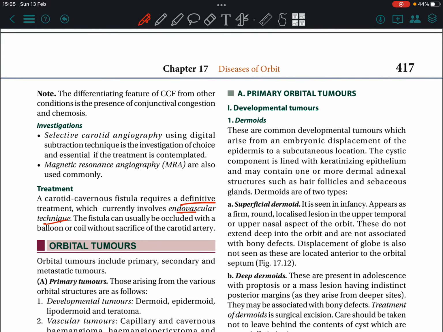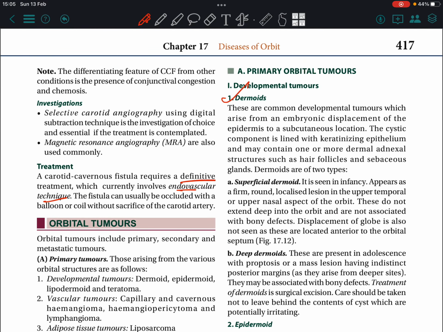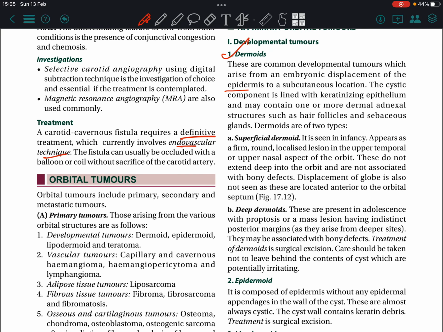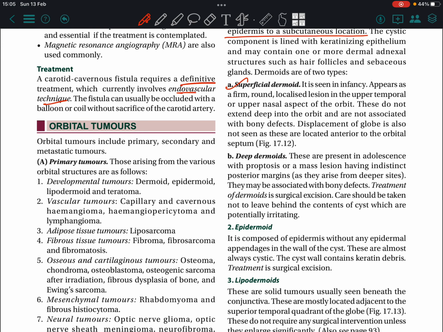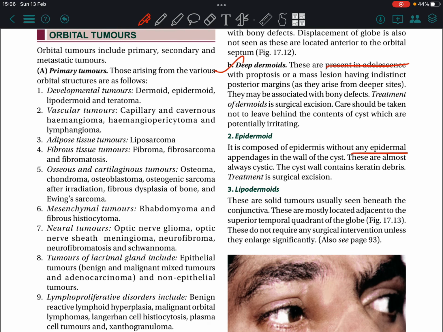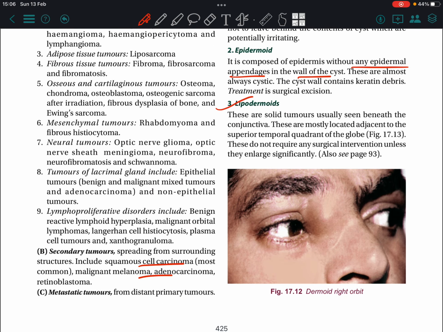Then primary orbital tumors, developmental tumors, dermoids: superficial dermoids and deep dermoids. It arises from embryonic displacement of epidermis to a subcutaneous location. Then superficial dermoid and deep dermoid. It is seen in infancy, seen in adolescents. Epidermoid is composed of epidermis without any epidermal appendages in the wall of the cyst. Lipodermoids are solid tumors usually seen beneath the conjunctiva.